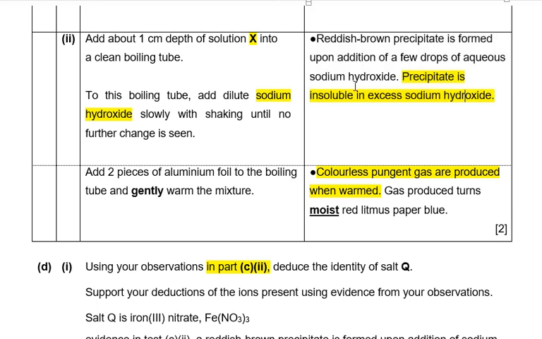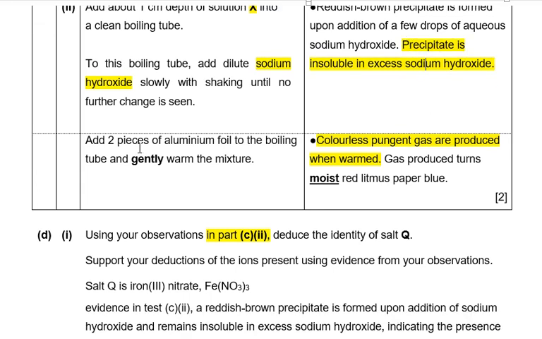I already told you, when I have addition of dilute sodium hydroxide or aqueous ammonia, you need to tell me 2 observations. 1. After you add a few drops, what is the observation? 2. In excess, what happened to the precipitate, if any? Okay, so a reddish brown precipitate is formed in this case upon addition of a few drops of aqueous sodium hydroxide, and then the precipitate is insoluble in excess sodium hydroxide. Alright, this is 1 mark. You don't give me this part over here, you don't get any marks.